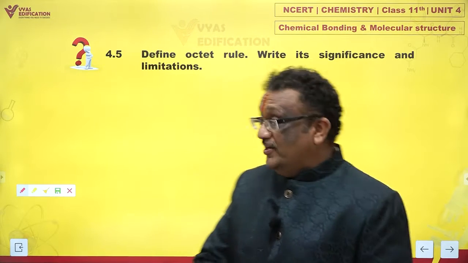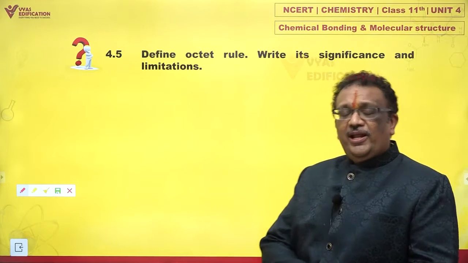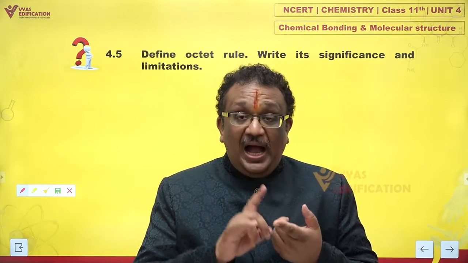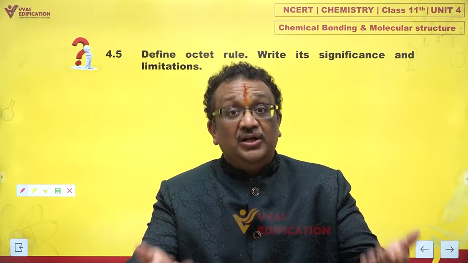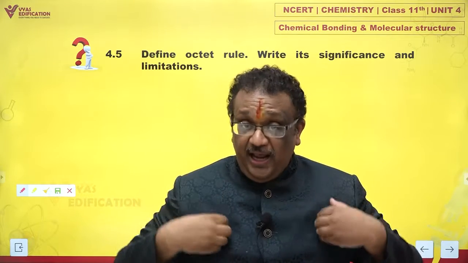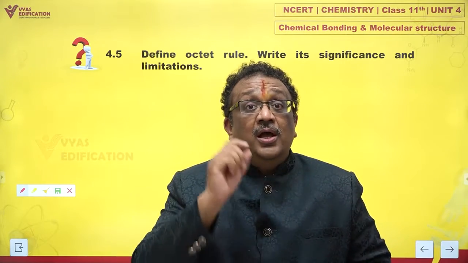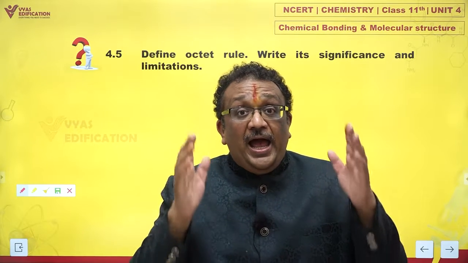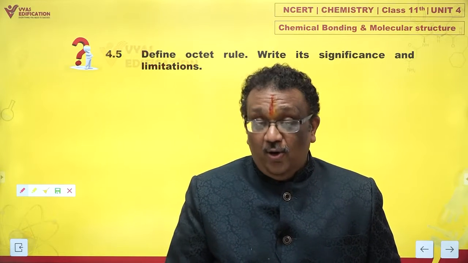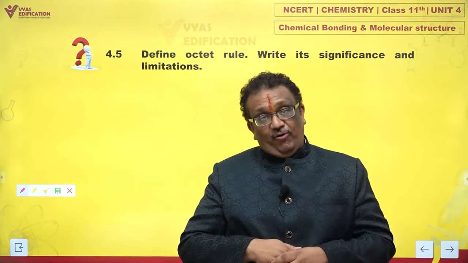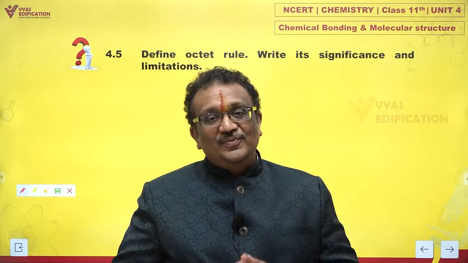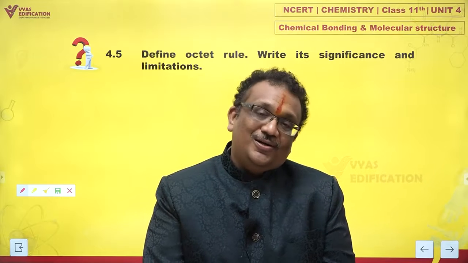Octet rule, write its significance and its limitations. So take down the octet rule. What does octet rule say? It says that atoms give, take or share electrons in order to complete an octet of electrons in their outermost orbit. In order to complete an octet of electrons, that means a number 8 of electrons in their outermost orbit. This is the simple statement of octet rule.